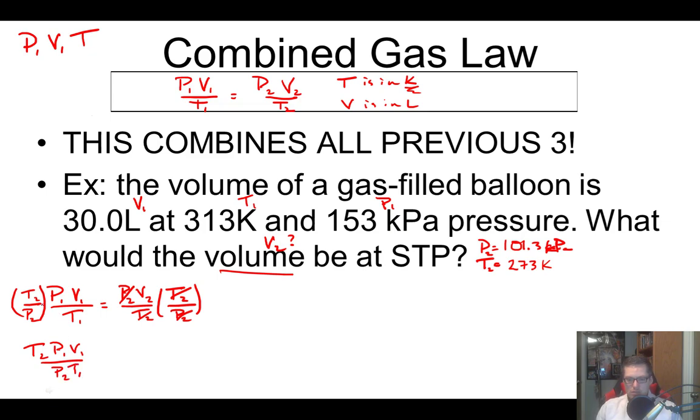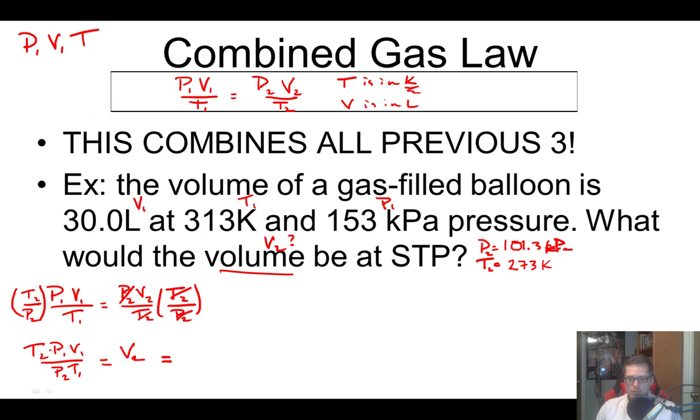See what I did there? So just mushed them together, just multiplication, and then the only thing left on the right hand side would be our V2. So that's it. Now we just got to make sure our temperatures are in Kelvin, our volumes are in liters, and our pressures match, and we already did that. So now we can just start plugging things in.